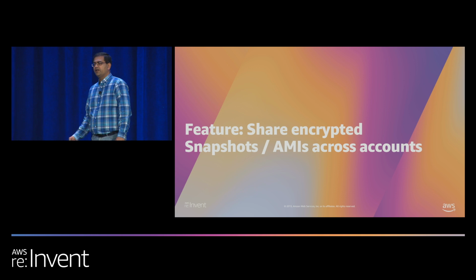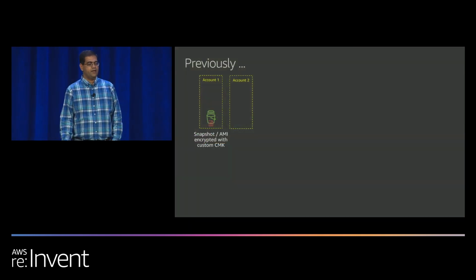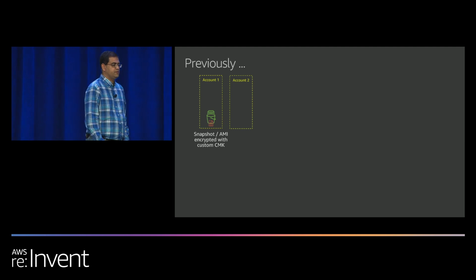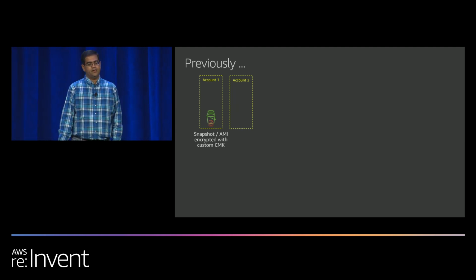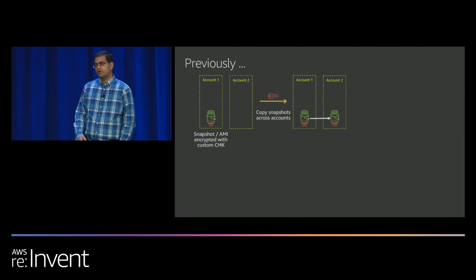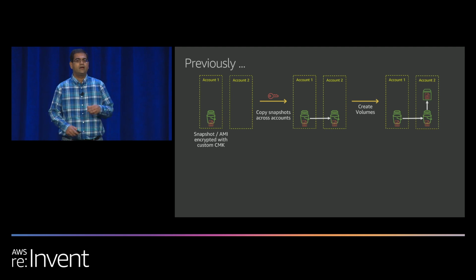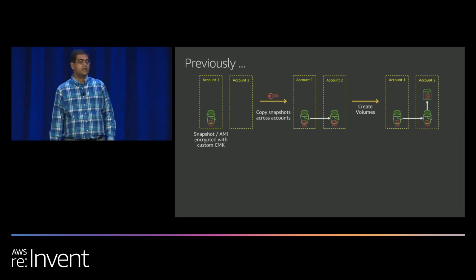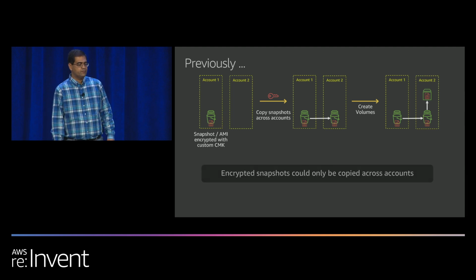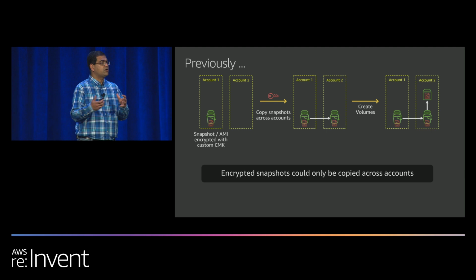So, sharing of the encrypted snapshot or AMI across accounts. Here's what you did previously. If you had a snapshot or an AMI that was encrypted with a custom CMK, you would have to copy that snapshot across accounts. You would then create volumes from those snapshots and get an encrypted volume in account 2. By the way, encrypted snapshots could only be copied across accounts.